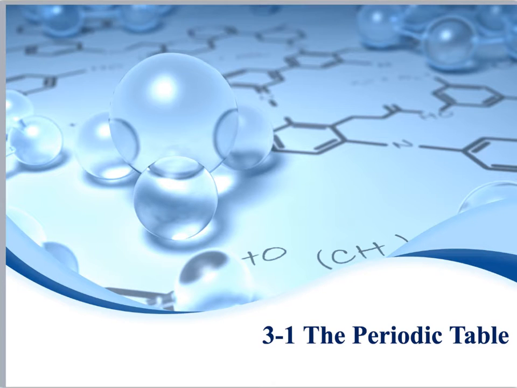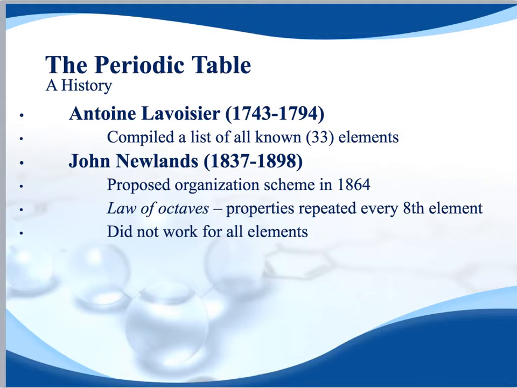Unit 3 is about the periodic table, elements, and compounds, and how to name ionic and covalent compounds. We're going to start with the periodic table. Before we get into what's on the table that we know today, let's talk about where it came from.